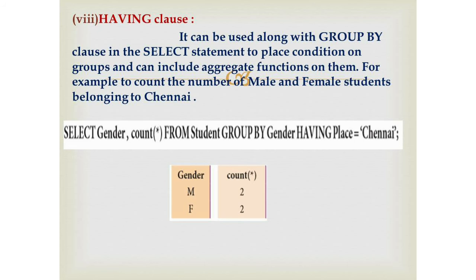The command is: SELECT gender, COUNT(*) FROM student GROUP BY gender HAVING place = 'Chennai'. So place equal to Chennai is a condition. Only those male or female students who belong to Chennai come under the male and female categories. Now your output will be gender, male and female, with count of star: male 2, female 2. So only 2 male students and 2 female students belong to Chennai.